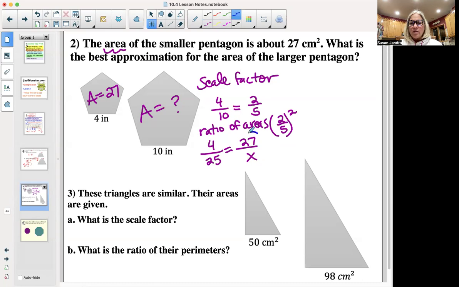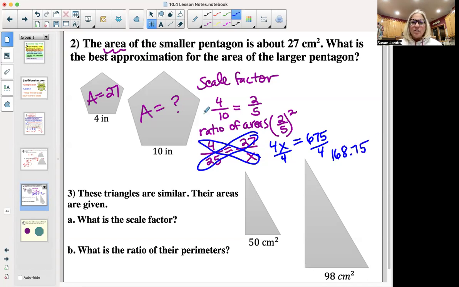Well, remember how to do that? We just have to cross multiply. So 4 times x is 4x, and 25 times 27 is 675. So I divide both sides by 4, and 675 divided by 4 is 168.75. So the area of the bigger pentagon then is 168.75, and that would be centimeters squared.